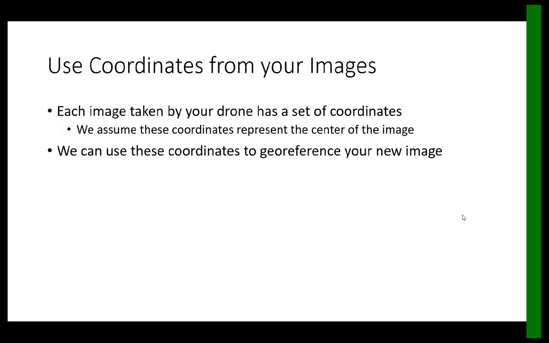Now, a final way that you can geo-reference this new image that you stitched together is to use the coordinates that are already built into your images. Whenever your drone takes a picture, it labels that picture with a set of coordinates. We can assume that these coordinates represent the center of the image, and they're stored in what's known as an EXIF tag. We just need to get these coordinates from these images and use them to georeference your new image. Now, this takes a few steps and it's a little bit more complicated, but it does work.